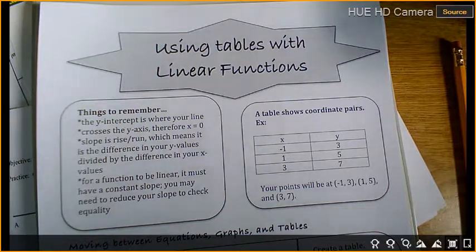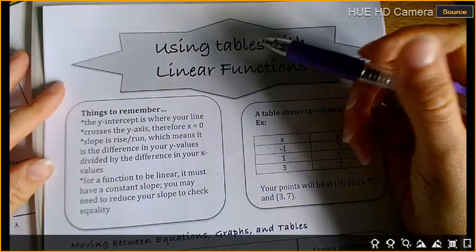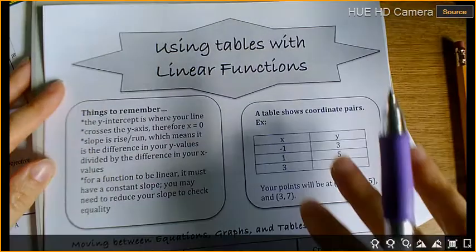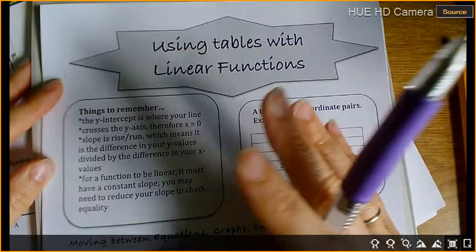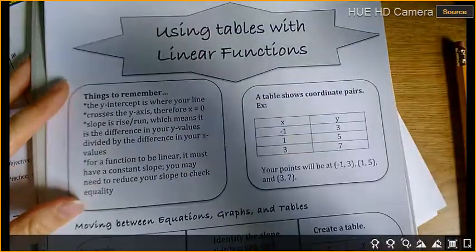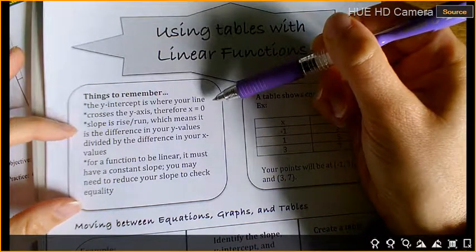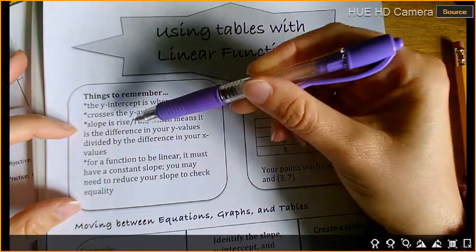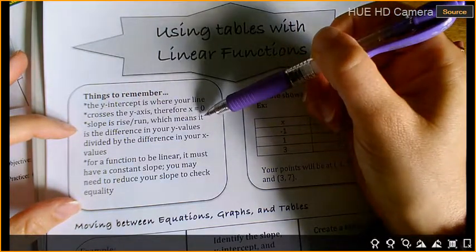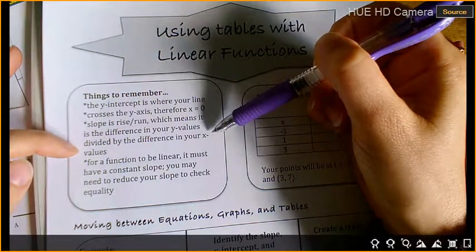All right, ladies and gentlemen, we're looking at using tables with linear functions. I really like these notes because they clearly mention some things to remember, and they're good to look at if you get confused on your homework. Things to remember: the y-intercept is where your line crosses the y-axis. Therefore, x equals 0. Slope is rise over run, which means it is the difference in your y values divided by the difference in your x values.